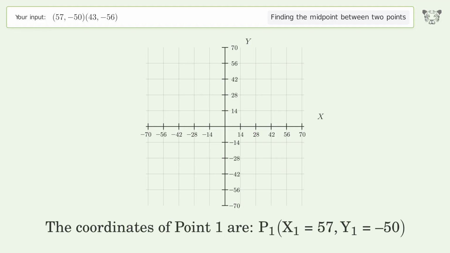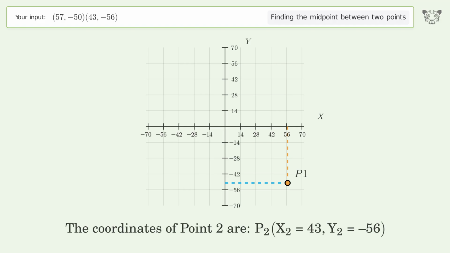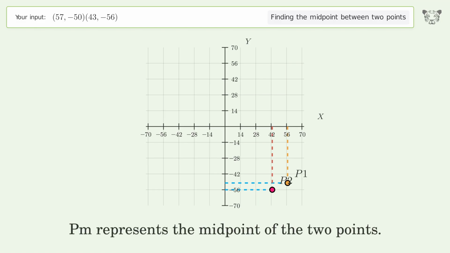The coordinates of point 1 are x1 equals 57, y1 equals negative 50. The coordinates of point 2 are x2 equals 43, y2 equals negative 56. PM represents the midpoint of the 2 points.